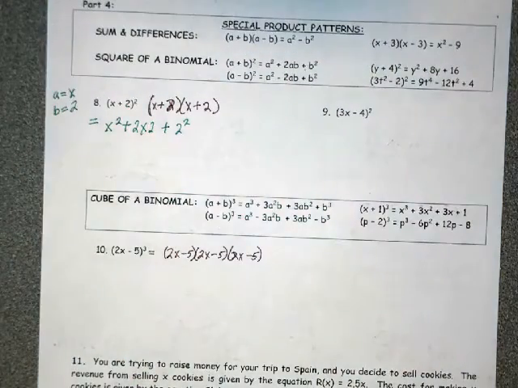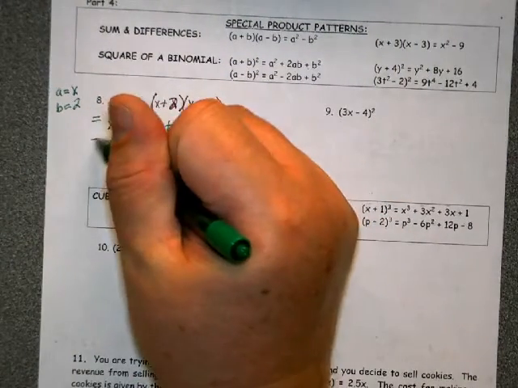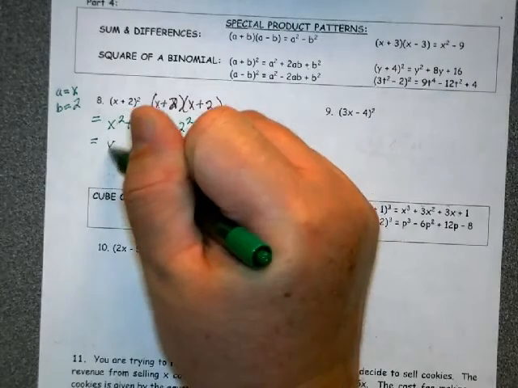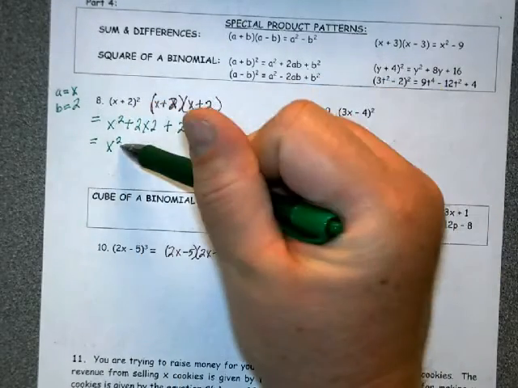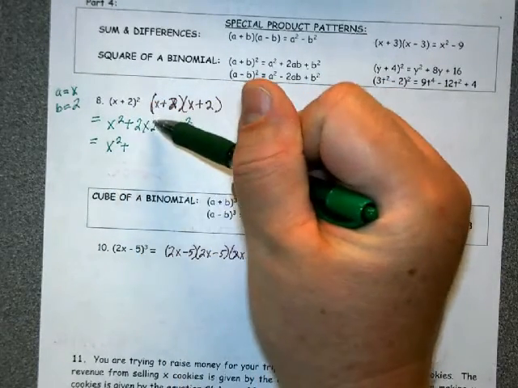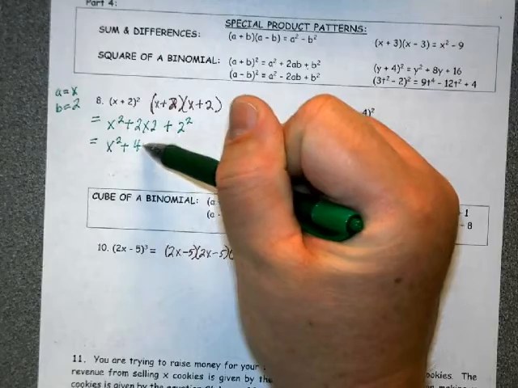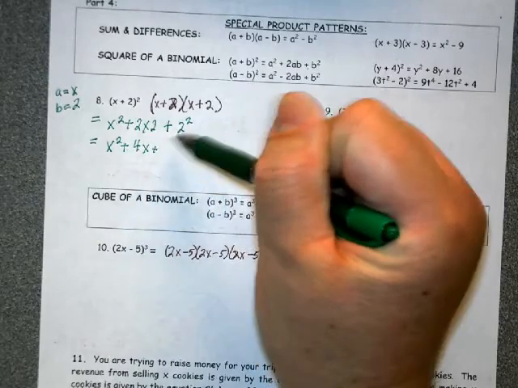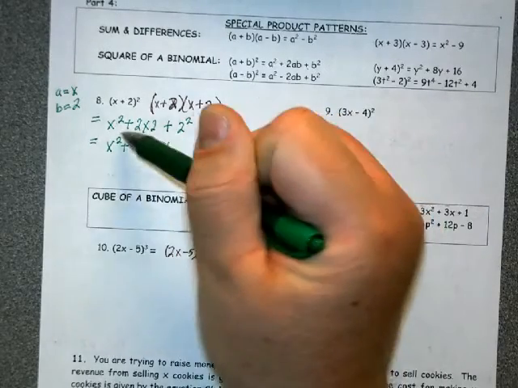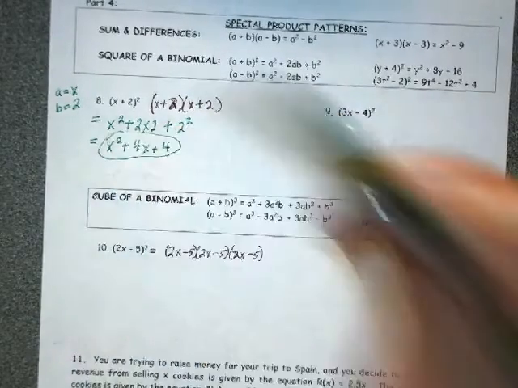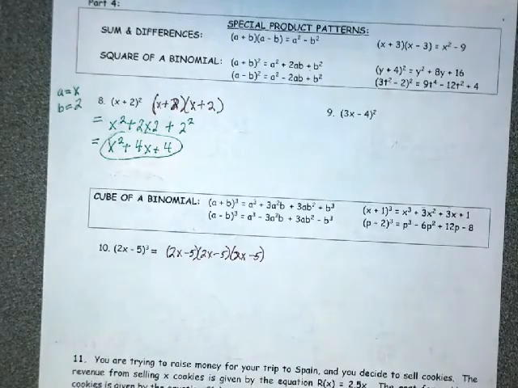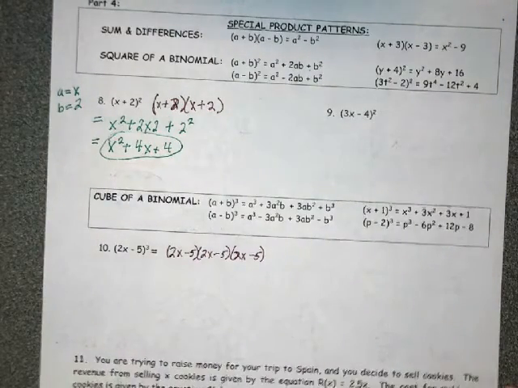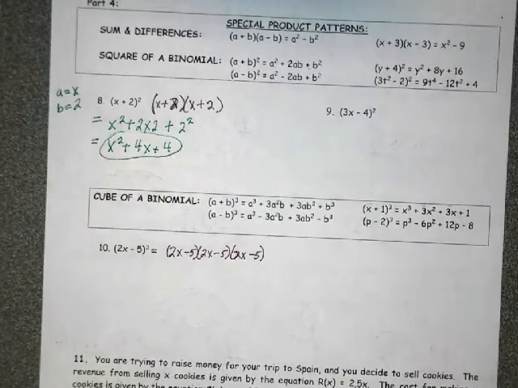Now I just simplify it. So I have x squared plus 2 times 2 is 4x plus 2 squared is 4. So that particular problem seemed to be easier than FOIL, right? Sometimes it's easier, sometimes it isn't.